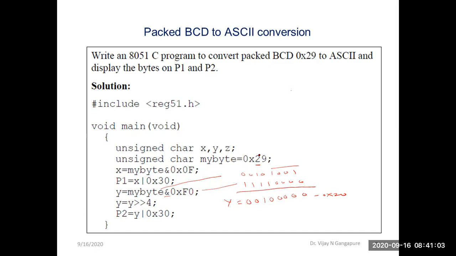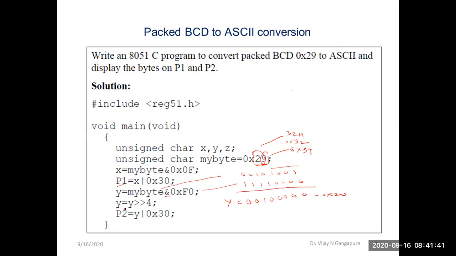Because we have already converted the 9 to its ASCII code, 0x39, and outputted it to port 1, right now we have to take this second BCD number and convert it to its ASCII code, 32H or 0x32, and output it to port 2. First we are masking the lower BCD number, which is 9, and here we simply have 0x20. That value is available in y.